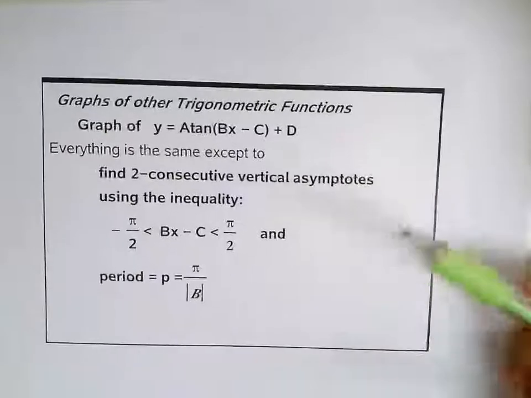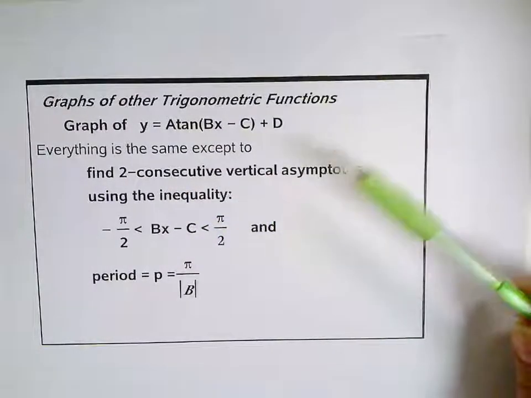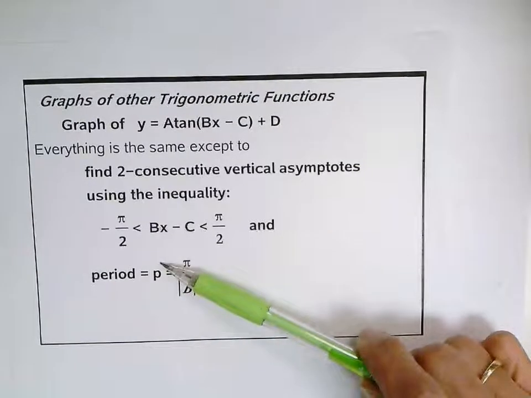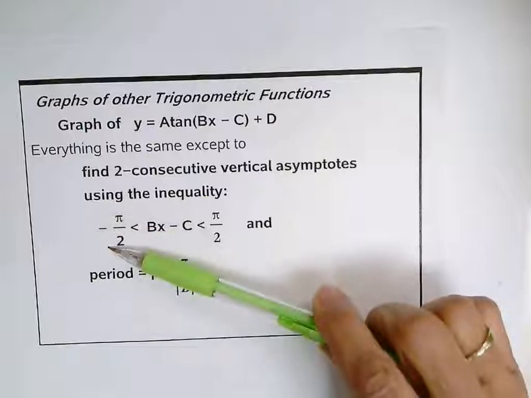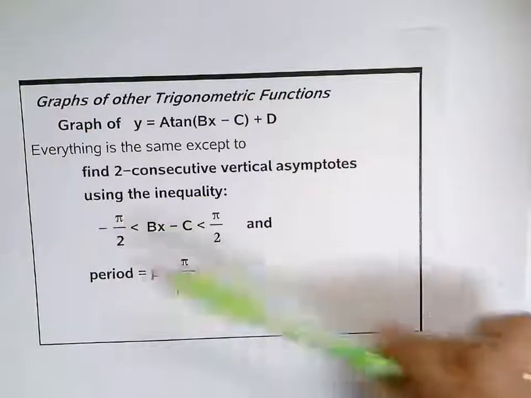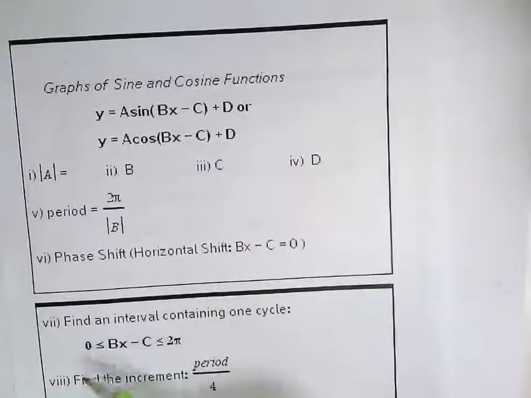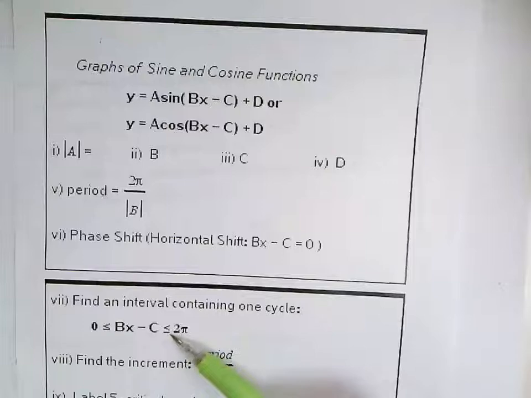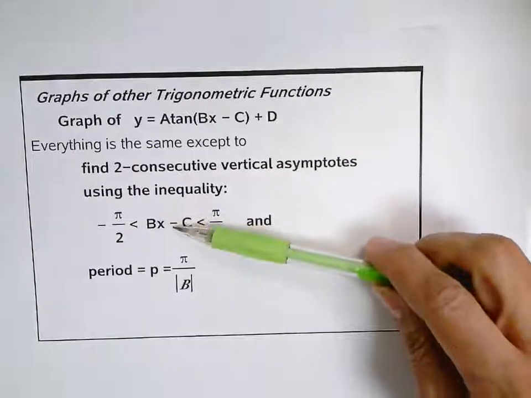One of the first things that we're going to do, we're going to find two consecutive vertical asymptotes using this inequality. This is the inequality that we'll use all the time. Notice here we have an endpoint of negative pi over 2, and here an endpoint of pi over 2. When we were doing the cosine function, remember we had this inequality that we used? Well, now for the tangent function, we're only using this inequality.